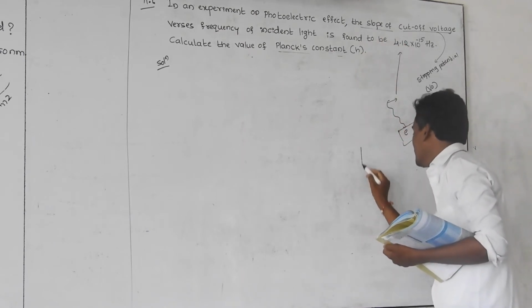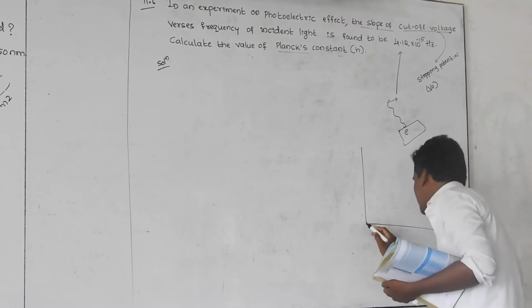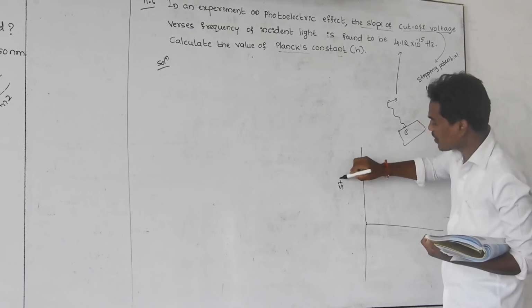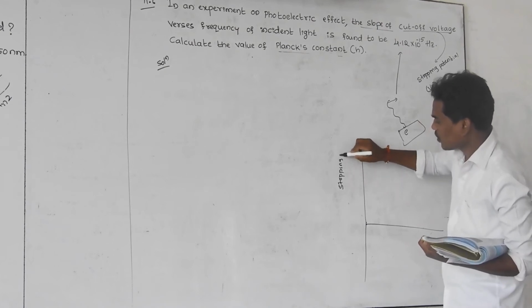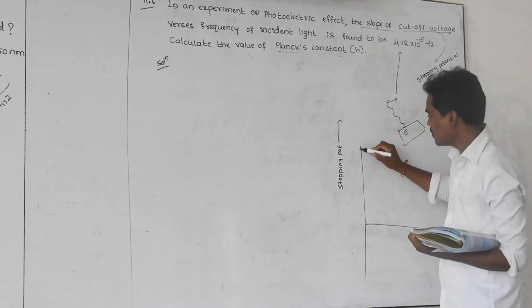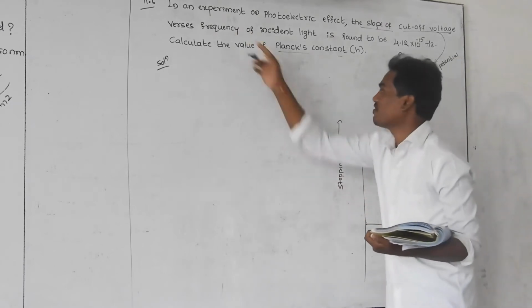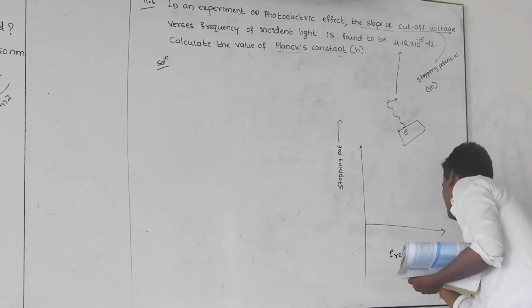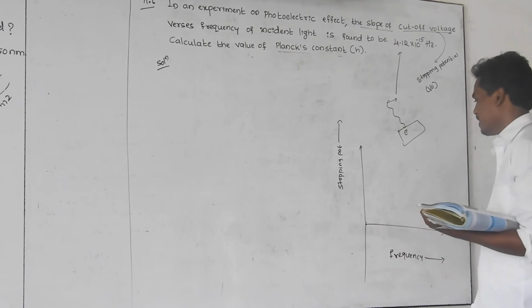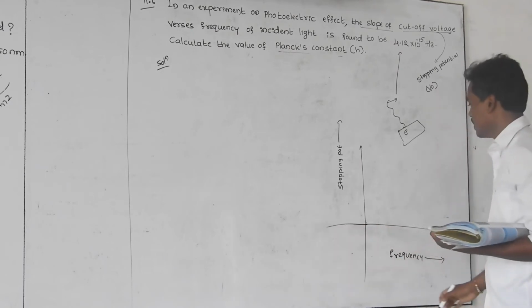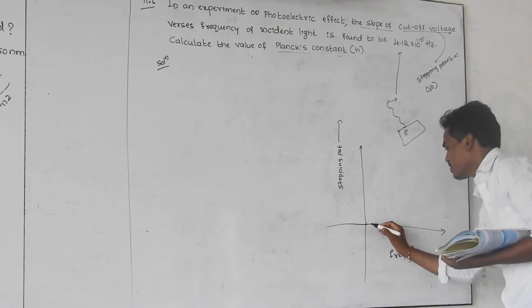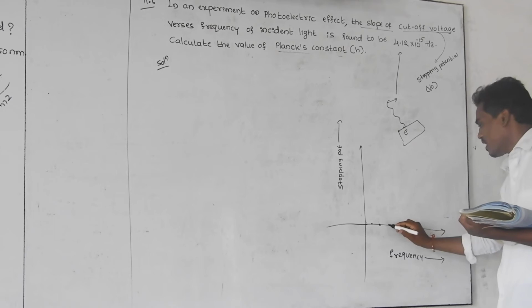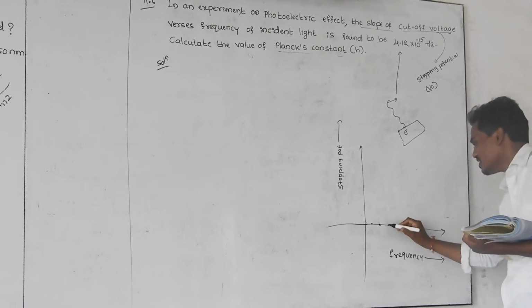Slope means there is a graph between cutoff voltage, which means stopping potential, and frequency. Frequency is taken along the x-axis and stopping potential along the y-axis, and this is the nature of the graph. At this frequency, there is no emission of the electron. At this frequency, just emission of the electron is initiating.